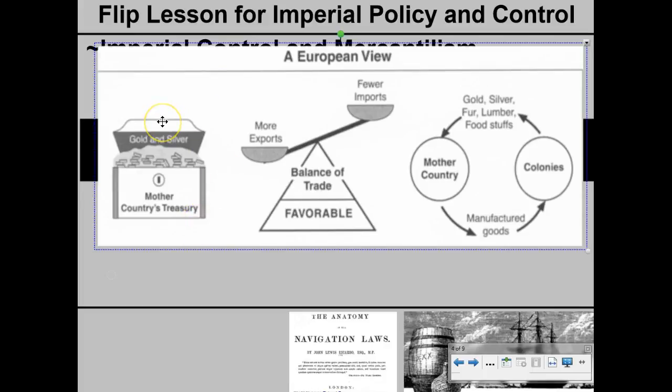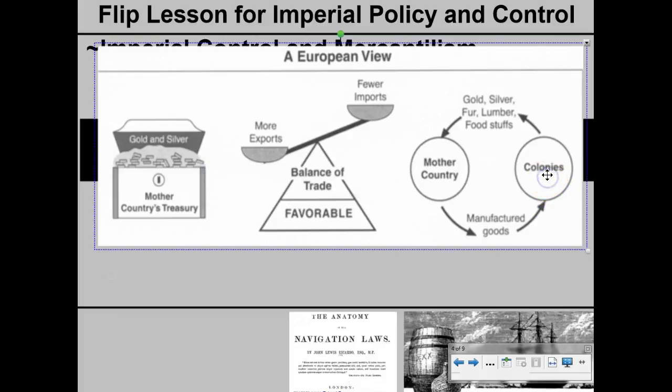One, the mother country's treasury wants to be filled with gold and silver. So to do that, you want to have a favorable balance of trade. You want to have few imports and more exports. So you want to sell more than you buy. So the way that this works with the colonies is that the colonies are basically there to be exploited by the mother country so that they can have this favorable trade balance and they can have increasing amounts of gold and silver in their treasury.